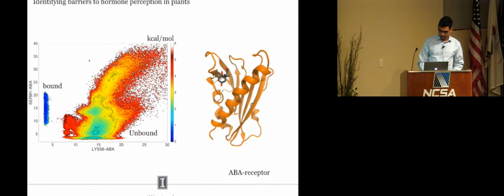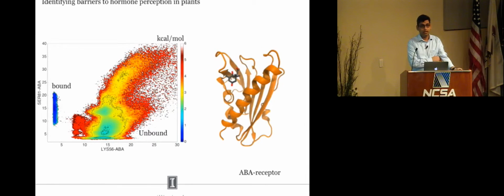Similar thing with plant hormones. We can also simulate these plant hormones and see how they are perceived. There are still receptors that have not been crystallized for plant hormones, like ethylene. We don't have anything for that. Even for some of the receptors for which we have structures, like auxin, there are only one or two structures of that receptor. So these types of methods could augment our understanding of these plant hormones.